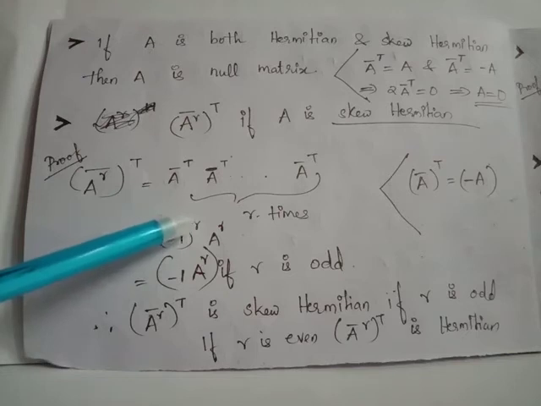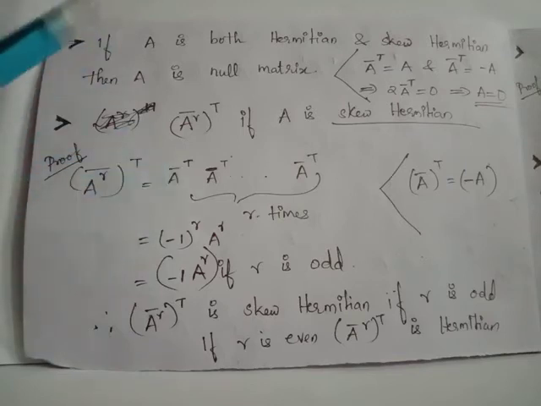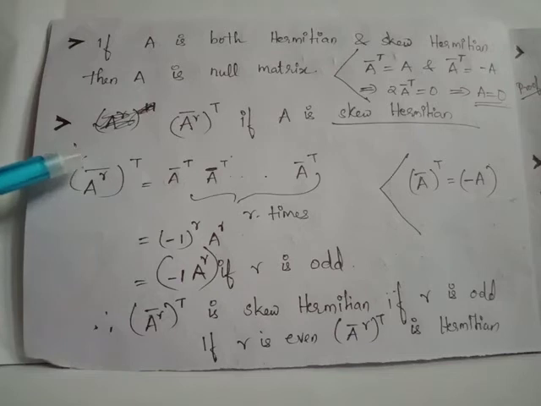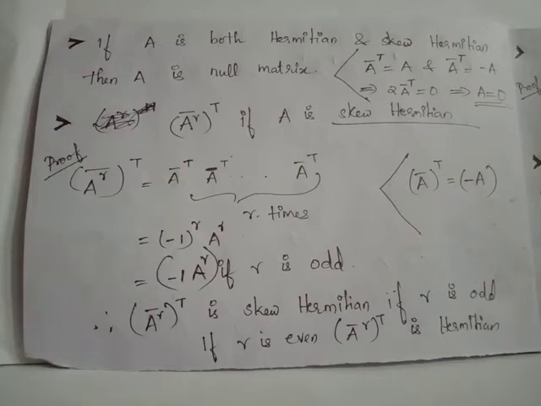If R is an even value, then we have minus 1 the whole raised to an even value becomes positive 1. So A raised to R the whole conjugate transpose equals A raised to R if R is an even value. Then we obtain A raised to R the whole conjugate transpose equals A raised to R, which implies that A raised to R is a Hermitian matrix, even if A is a skew Hermitian matrix.